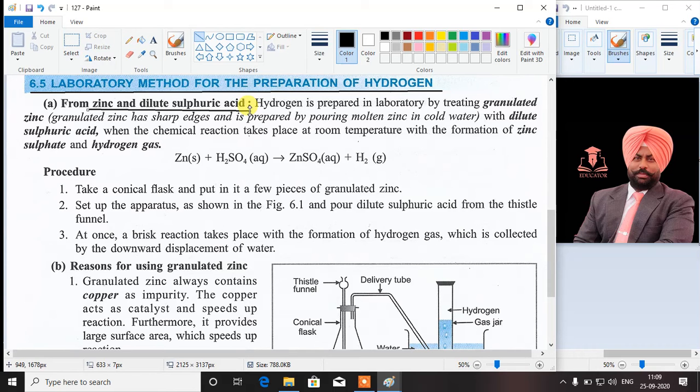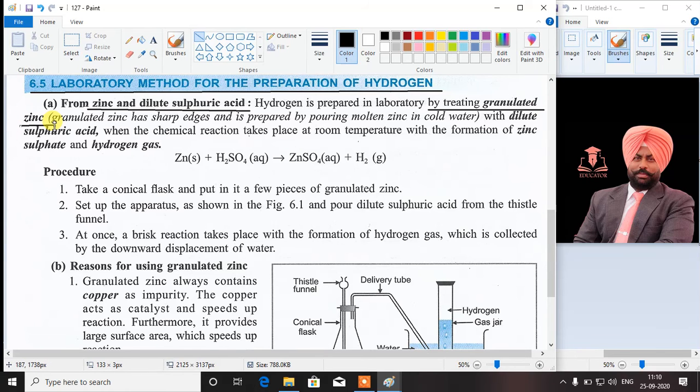In our previous video, hydrogen gas part 2, we discussed how different metals react with dilute sulfuric acid or hydrochloric acid to produce hydrogen. So this topic is very similar to that part, and hydrogen gas is prepared in the laboratory by treating zinc with dilute sulfuric acid. Here, the thing to remember is that we have to take granulated zinc.